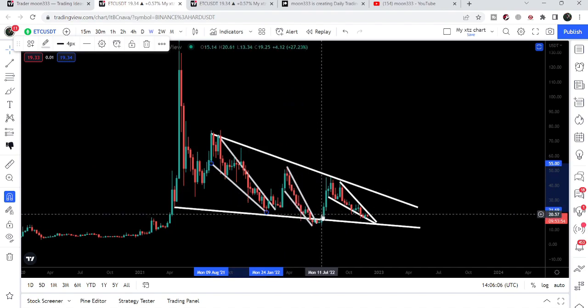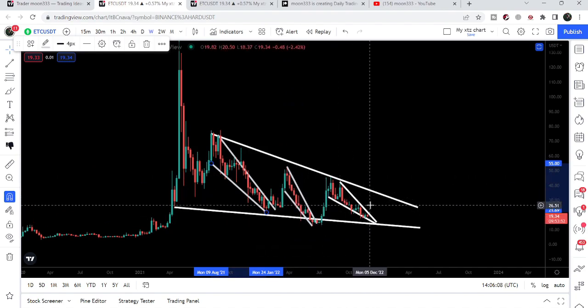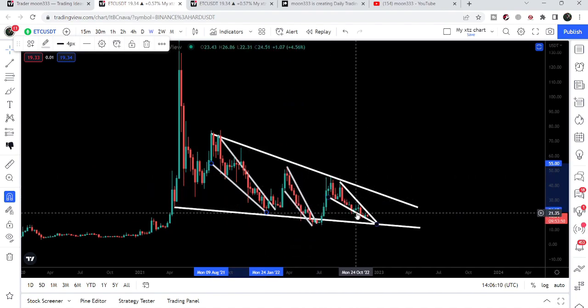Then we broke out another wedge, and now we have formed another wedge, and now the price line is very squeezed. At any time it can break out or break down the support or resistance.